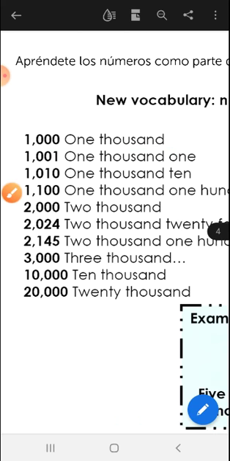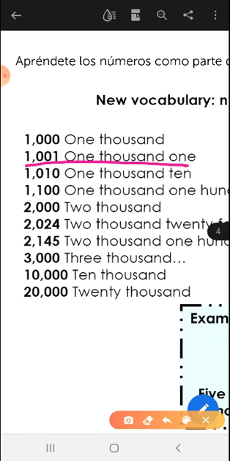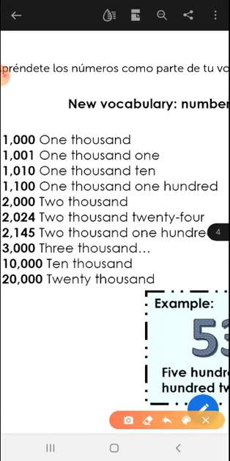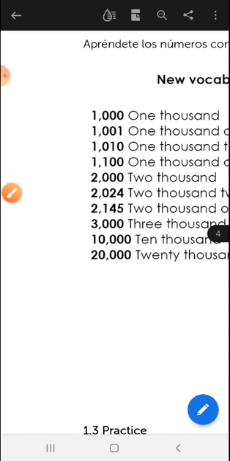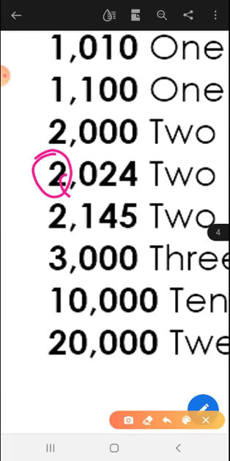1000, 1001, 1010, 1100, 2000, 2024. Remember, you say this number, the comma indicates thousand, and you say this number, okay?